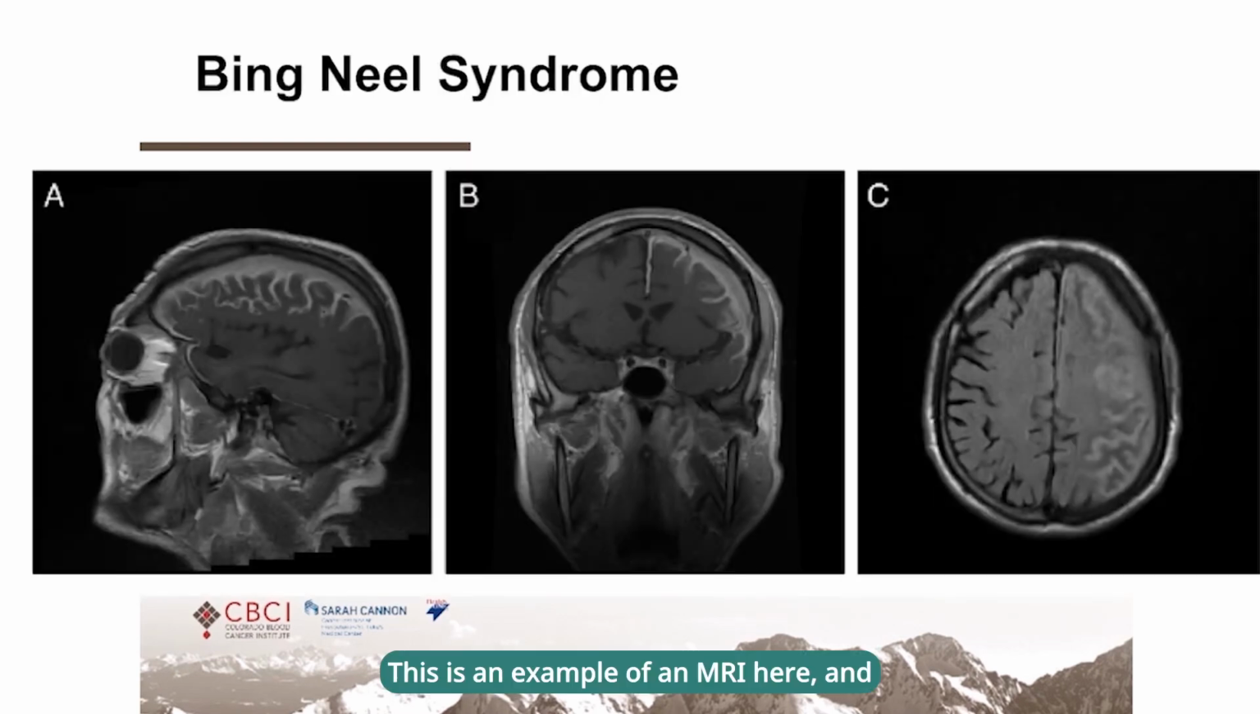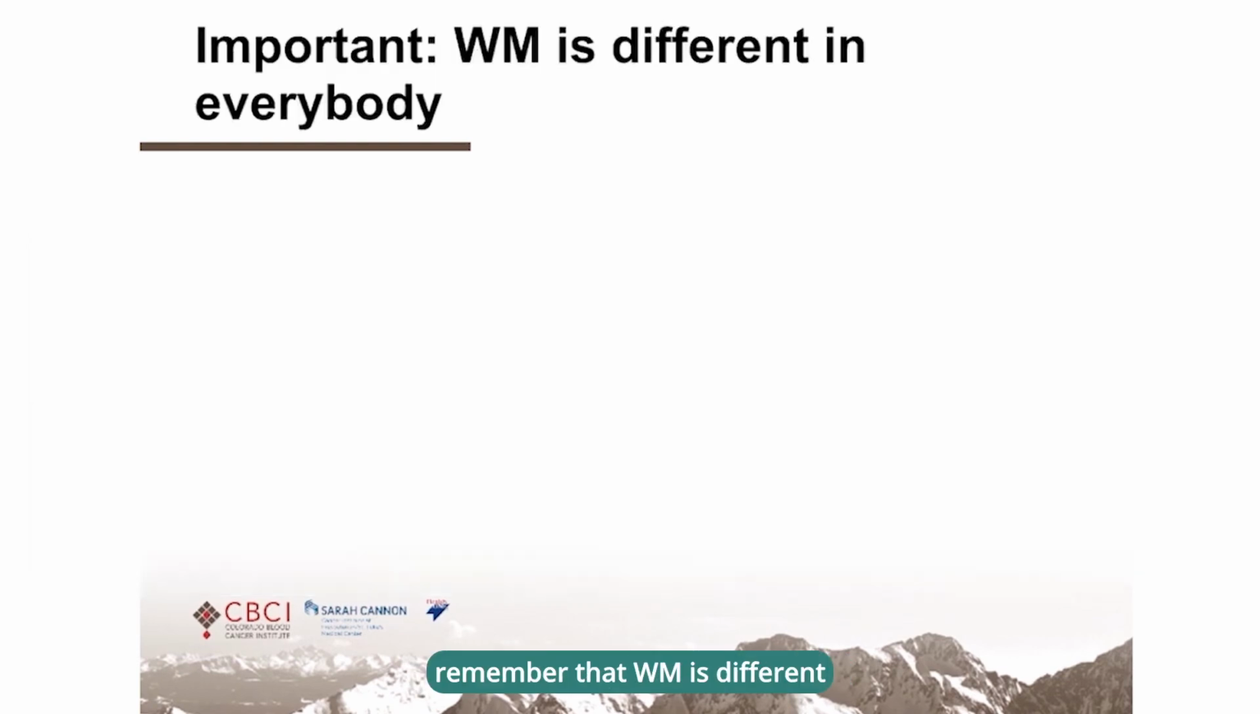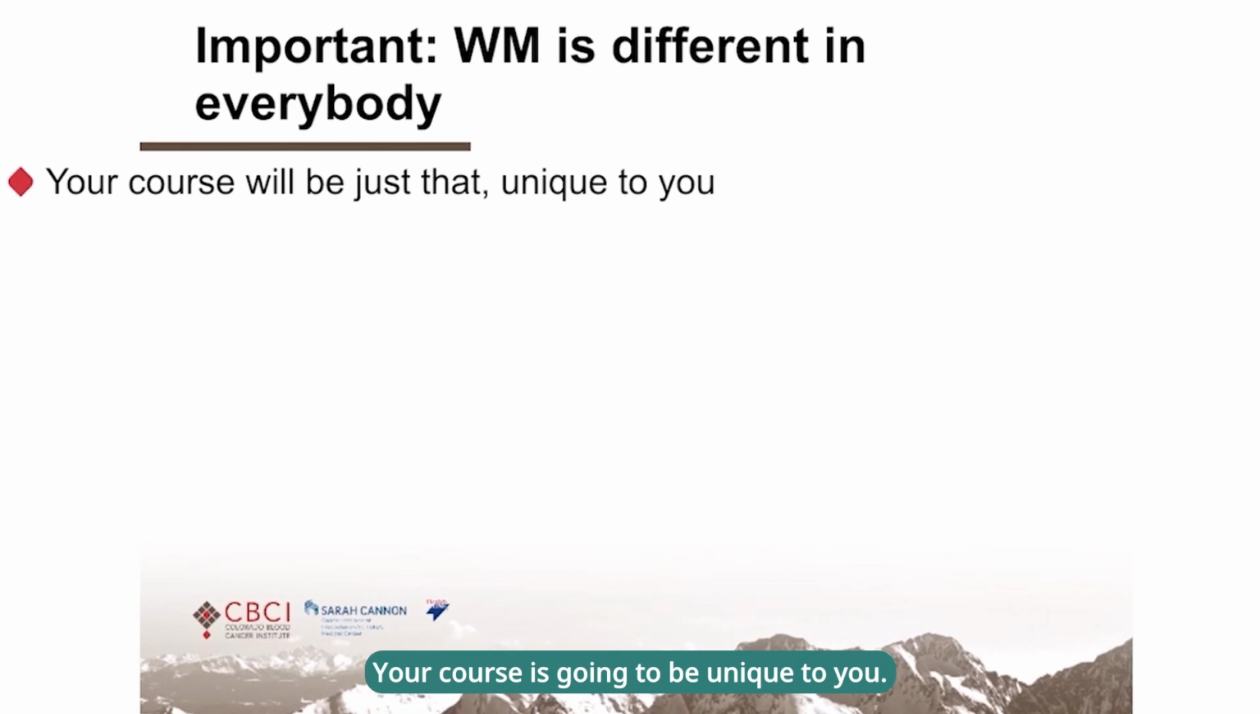This is an example of an MRI here, and even I, as an amateur neurologist, can tell you that if you look here, the very bright white areas that you see on the scans here are the ones that are involved with the WM cells irritating the surface of the brain, the little white and brighter areas. It's important to remember that WM is different in every individual. Your course is going to be unique to you.